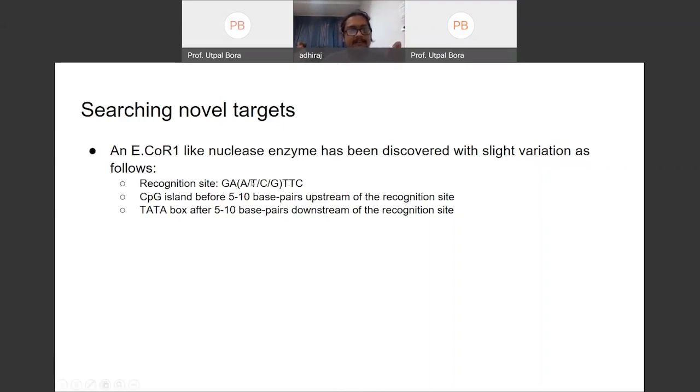After GA, the third position can be taken by any of the nucleotides, right? It can be A, T, G or C, and then we have that TTC. That is the first variation. Then we have another condition here, that we have a CpG island. Can I draw here?